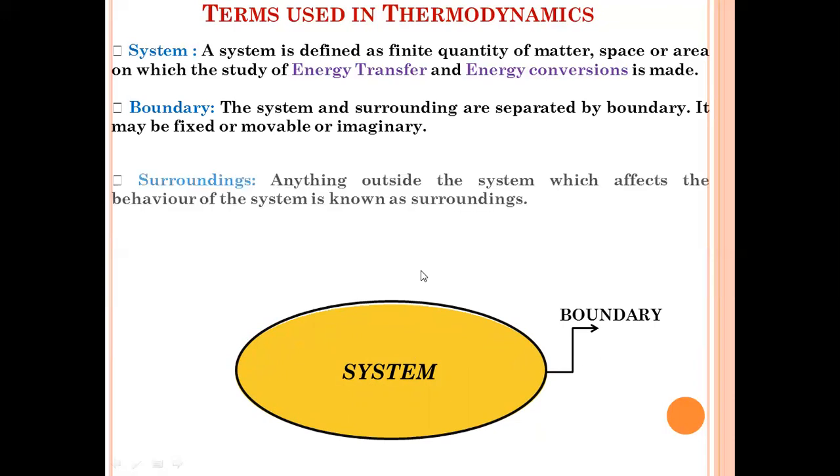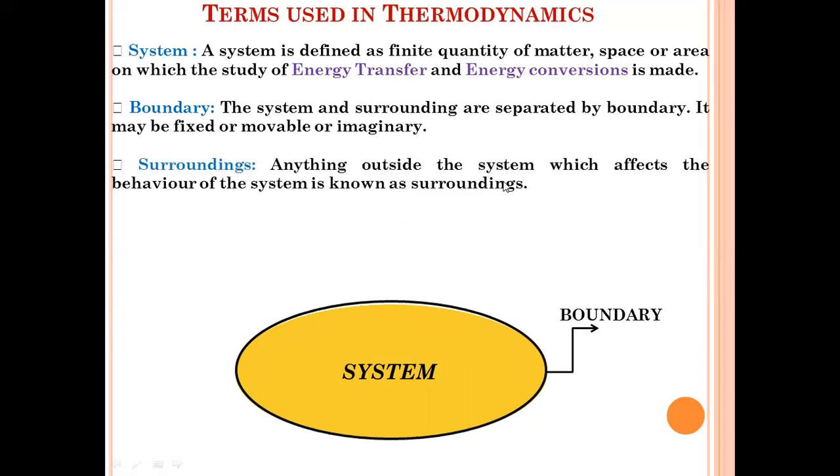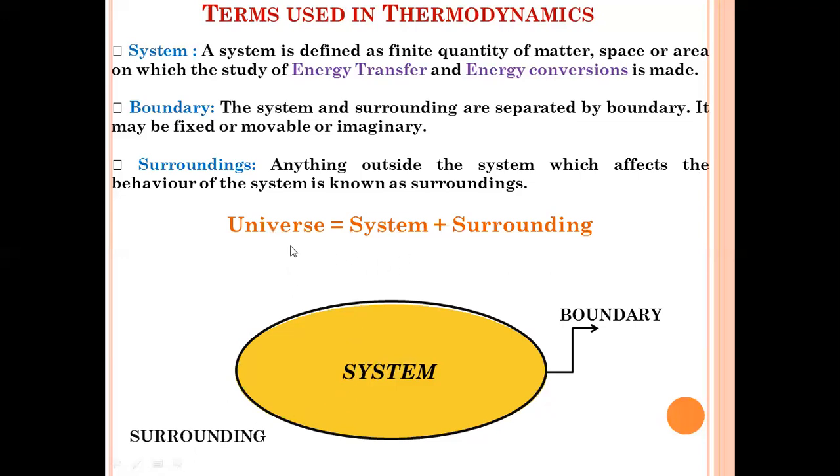The third one is surrounding. Anything outside the system which affects the behavior of the system is known as surrounding. Anything outside the system in this area is called surrounding. So this is surrounding. Collectively, system plus surrounding is called the universe, and as we know, there is nothing beyond the universe, means all these changes happen within the universe. So these are the three different terms.